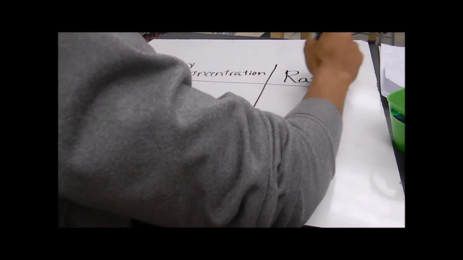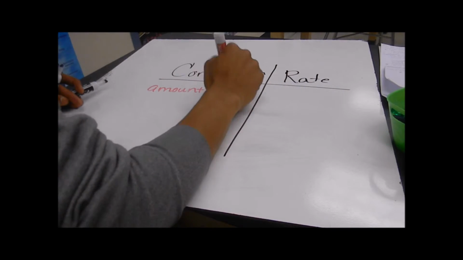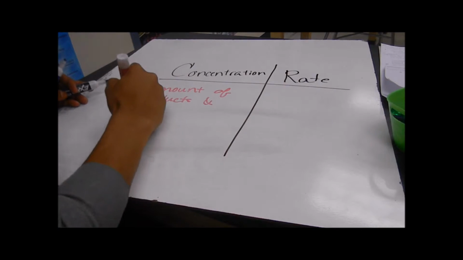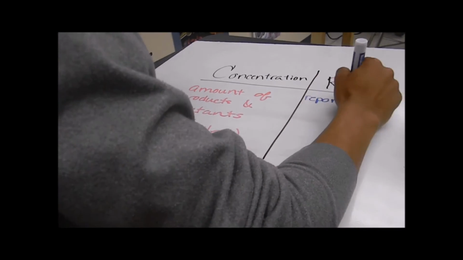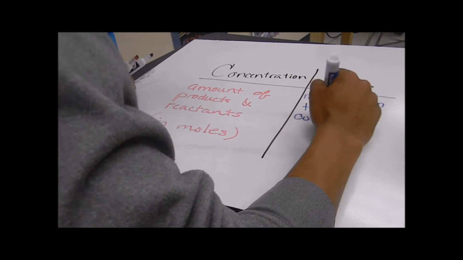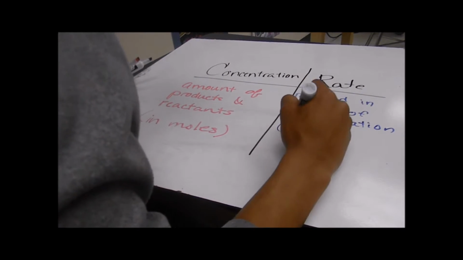Concentration is the amount of products and reactants in a reaction, usually measured in moles. The rates of chemical reactions are reported in terms of concentrations of reactants and products. Depending on the concentration of the reactant, the forward and reverse reactions will overtake each other until equilibrium is achieved.